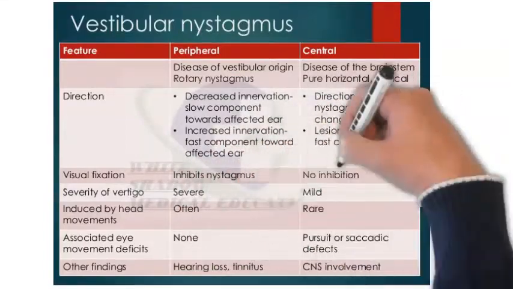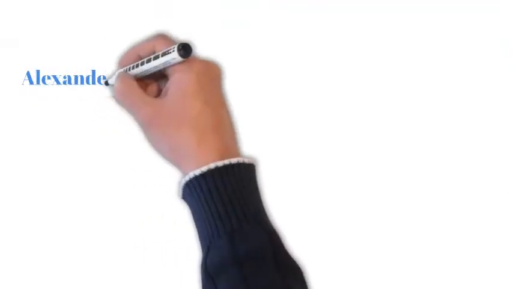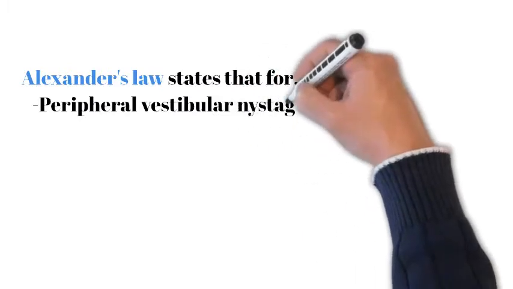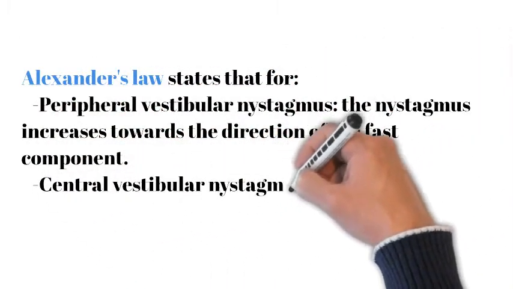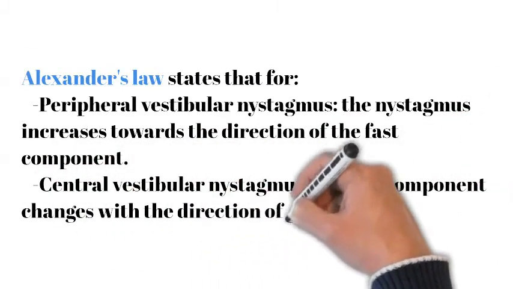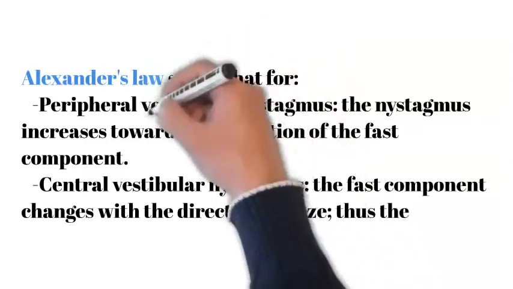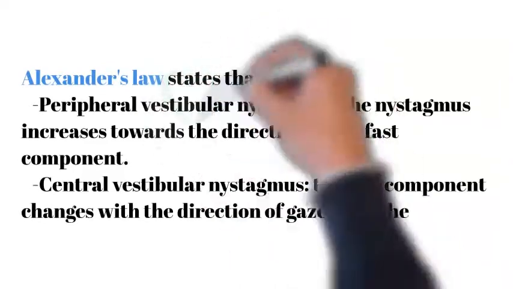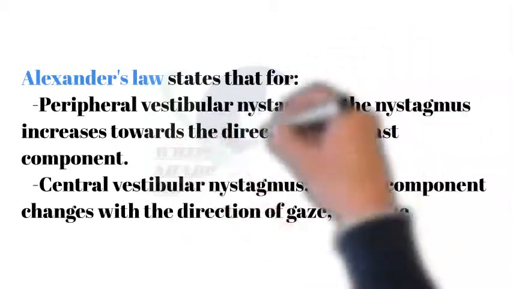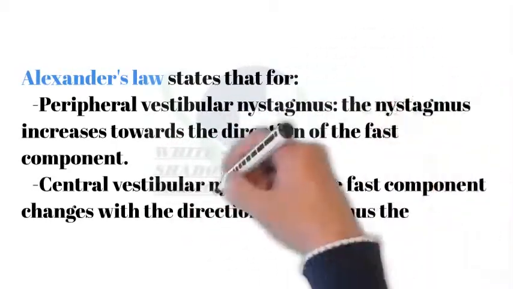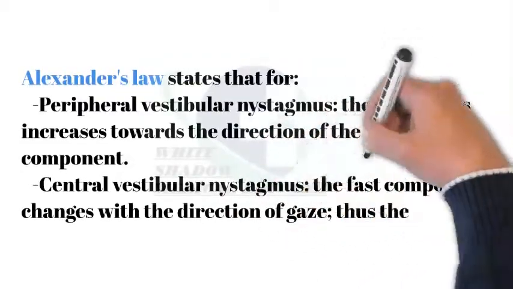Central vestibular nystagmus is often bidirectional but can be unidirectional. Alexander's law states that for peripheral vestibular nystagmus, the nystagmus increases towards the direction of the fast component. In central vestibular nystagmus, the fast component changes with the direction of gaze. Thus the nystagmus is left beating on left gaze, right beating on right gaze, and up beating on upward gaze.